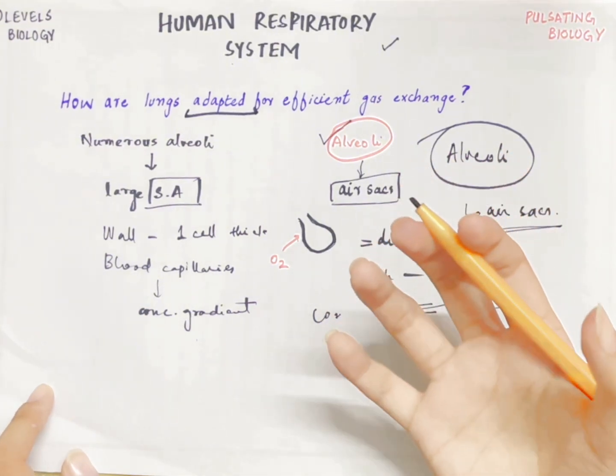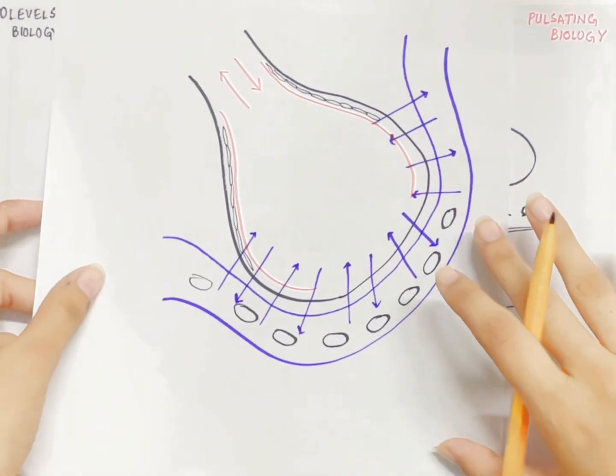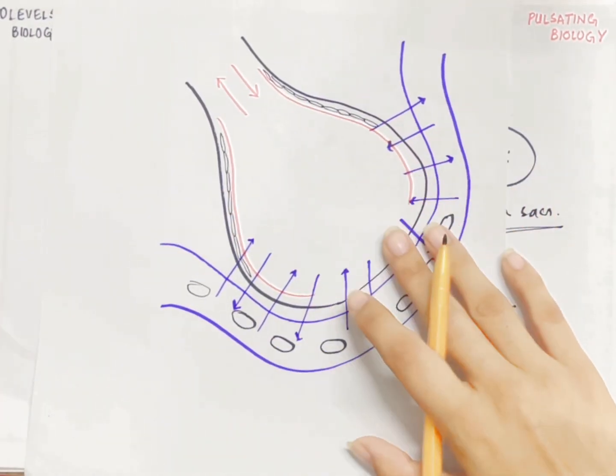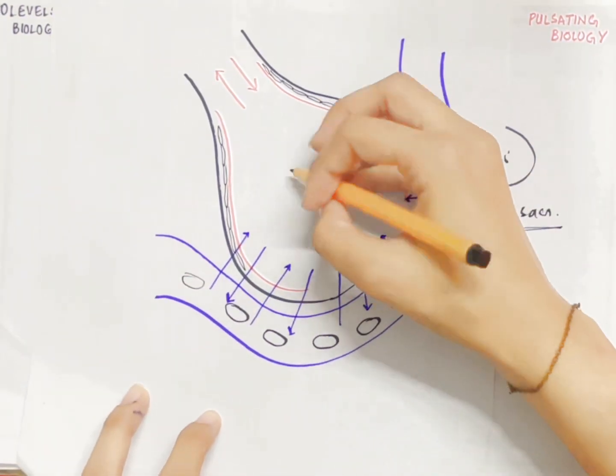There are now numerous alveoli present in the lungs. For further information, have a look at this picture. This is the inner view of the alveoli, and we are going to learn how the air enters and leaves the alveoli. This is the alveolar cavity.